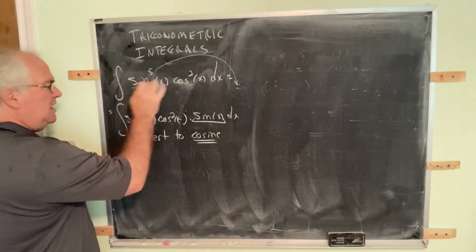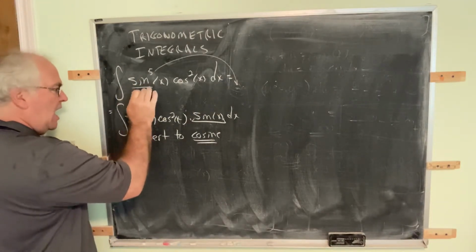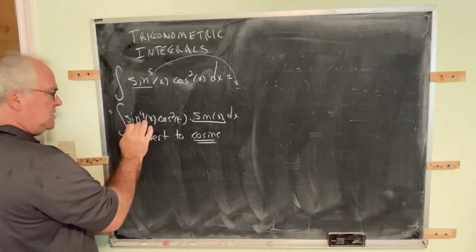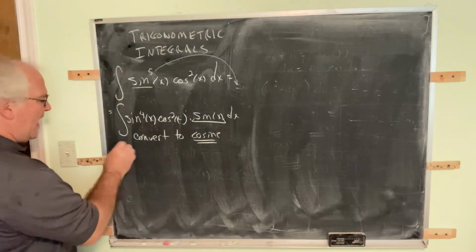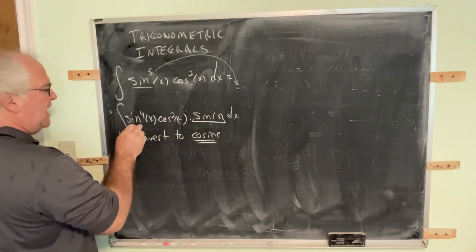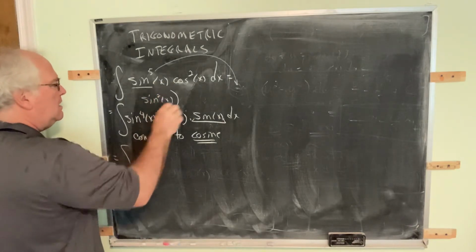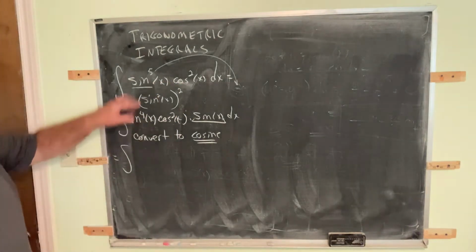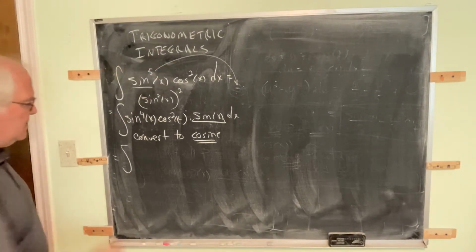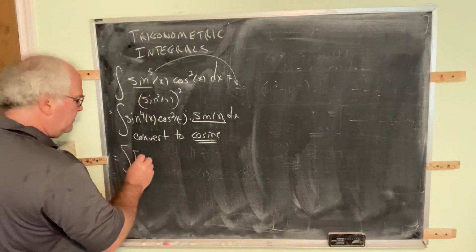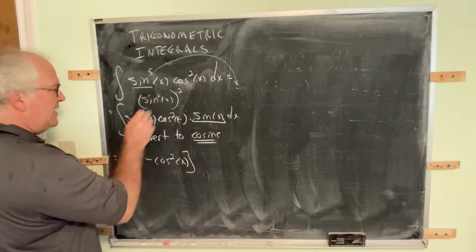Notice, this was odd. We take one away. This is always going to be even. If this is odd, you take one away, and this is always going to be even. If it's even, then we can use our Pythagorean identity. Remember, sine to the fourth, think of that as sine squared, squared. Fourth power means squared squared. And I know what sine squared is. Sine squared is 1 minus cosine squared of x, but that's getting squared.